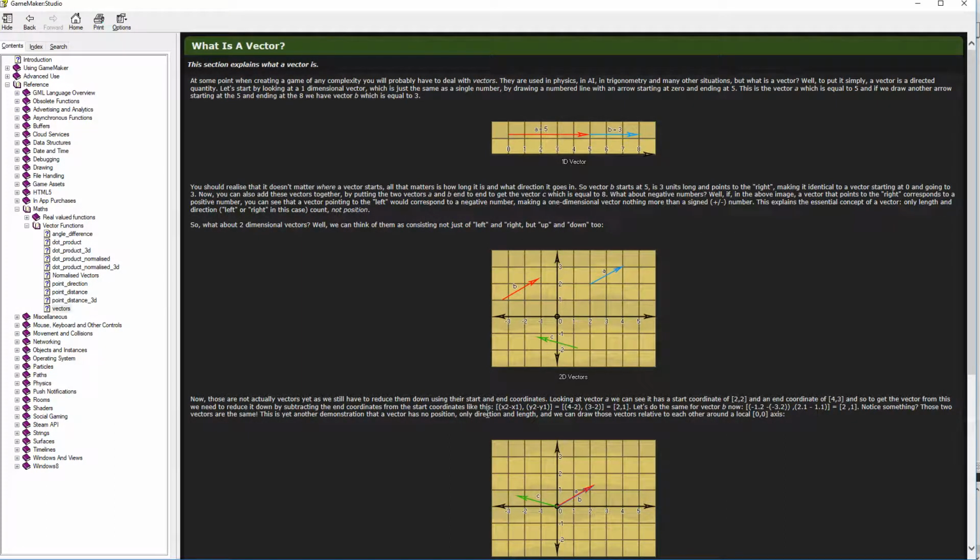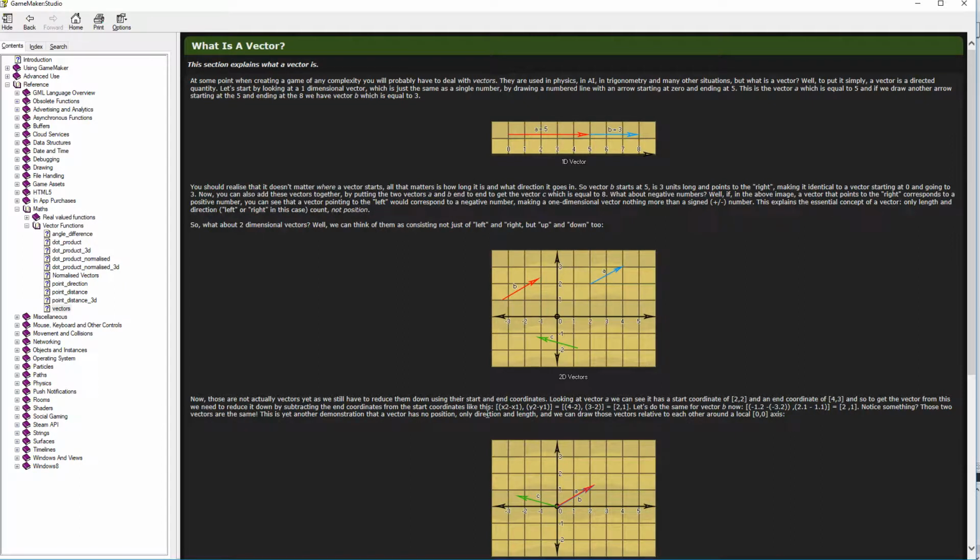Now, you can also add vectors together by putting the two vectors A and B end to end to get the vector C, which is equal to 8. So what about negative numbers? Well, if in the above image a vector that points to the right corresponds to a positive number, you can see that a vector pointing to the left would correspond to a negative number, making a one-dimensional vector nothing more than a signed plus-minus number. This explains the essential concept of a vector: only length and direction, left to right in this case, count, not position.